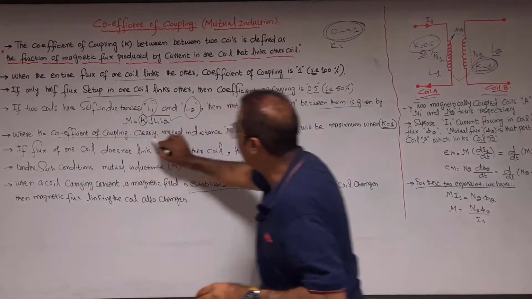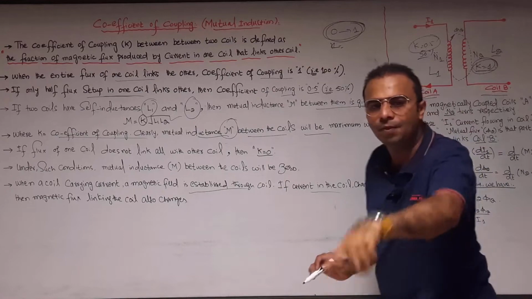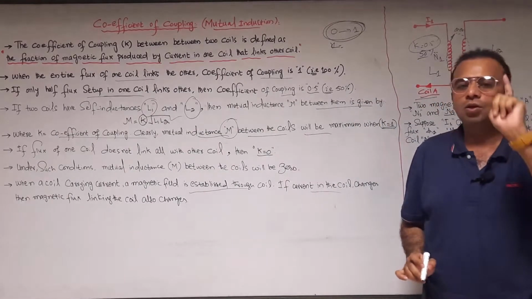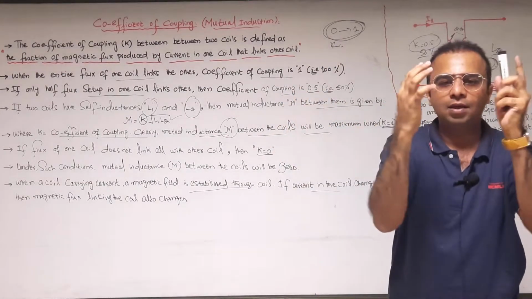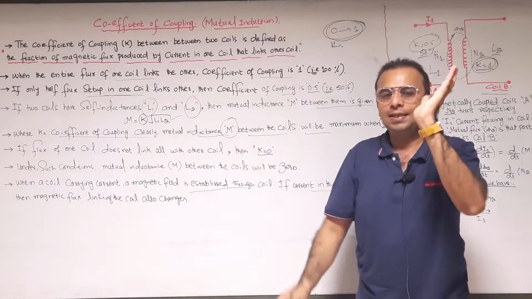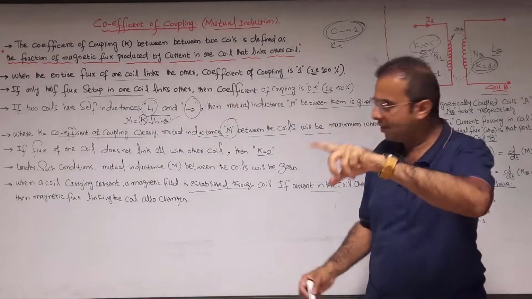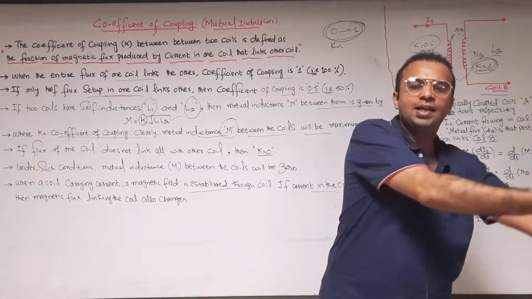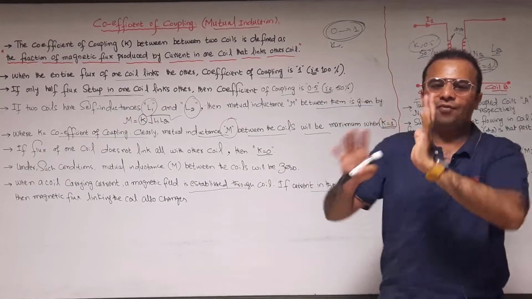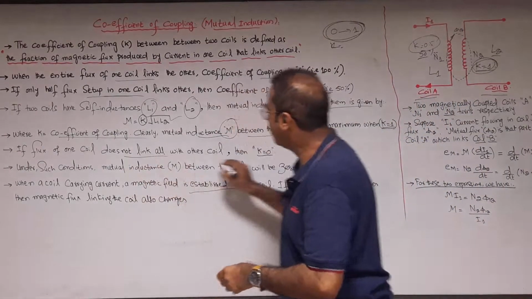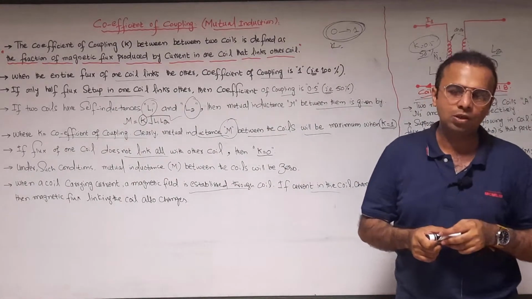Where K is the coefficient of coupling, clearly the mutual inductance M between the two coils will be maximum when the coefficient of coupling is equal to 1. The maximum magnetic flux coupling between the two coils happens when K is equal to 1. If the flux in one coil does not link with the other coil at all, then K is equal to 0, and the coefficient of coupling will be equal to 0.